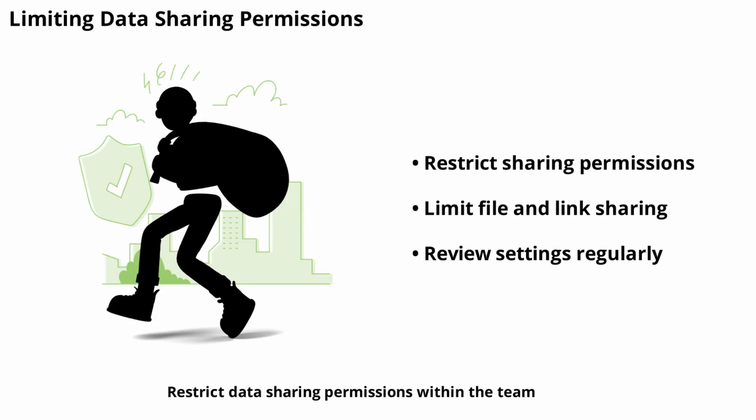Restrict data sharing permissions within the team chat software to only those who need it. Limit the ability to share files, links, or sensitive information to trusted users. Regularly review and update sharing settings to prevent accidental leaks. Controlled sharing helps keep confidential data safe and reduces the risk of exposure.